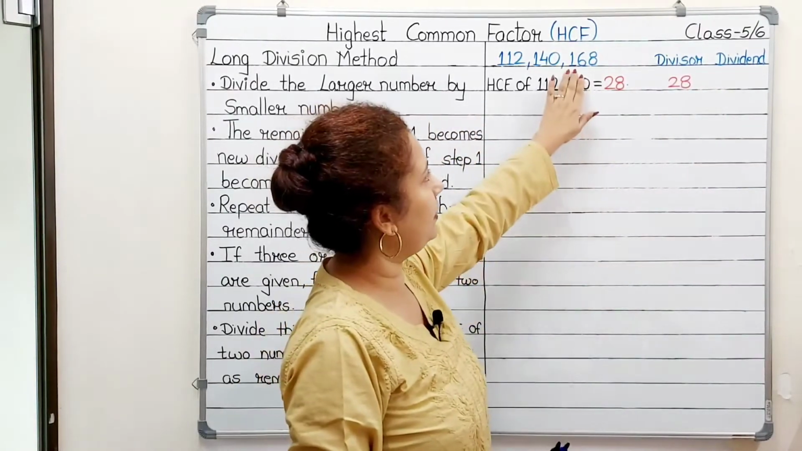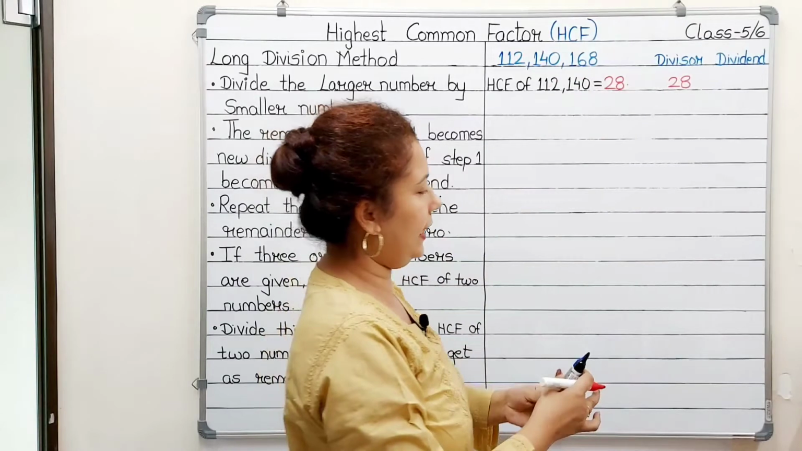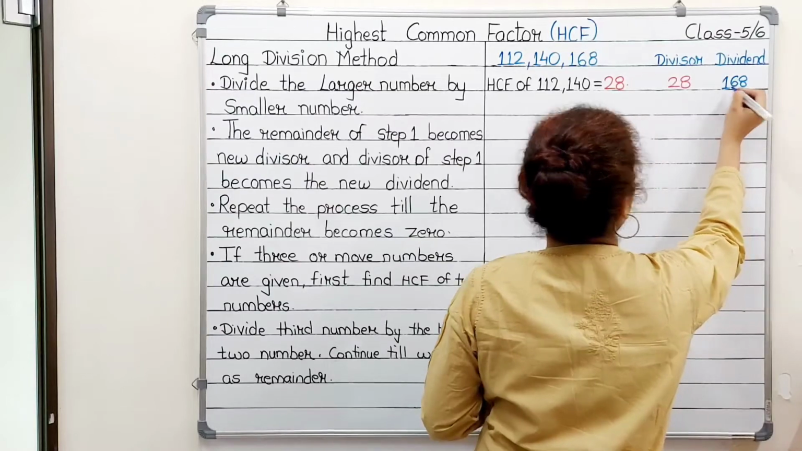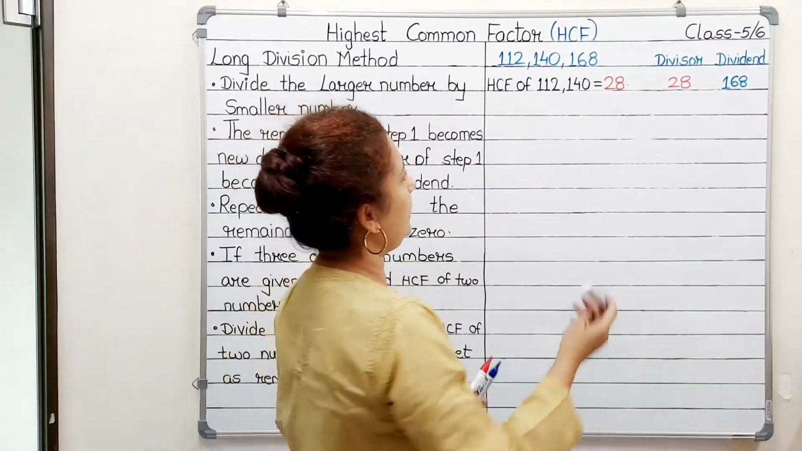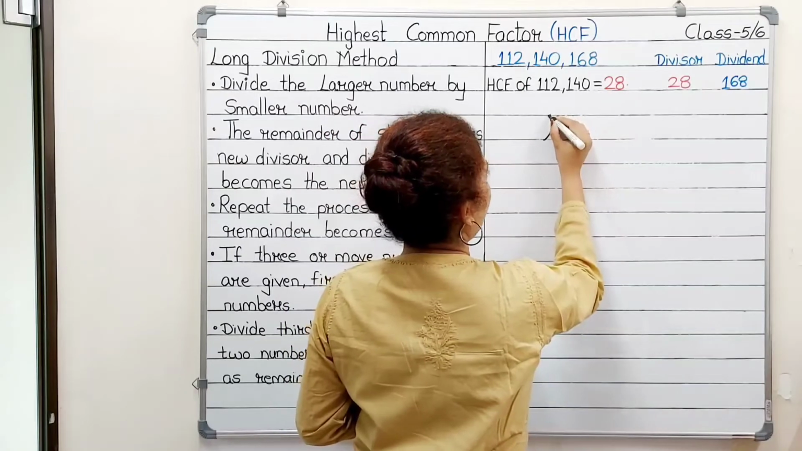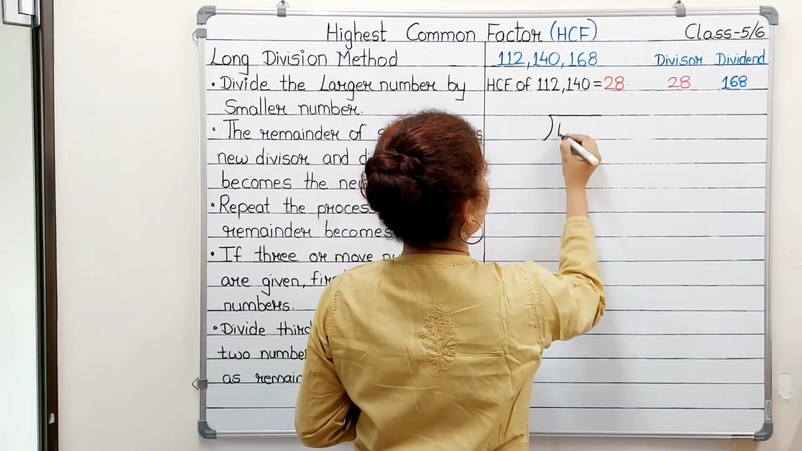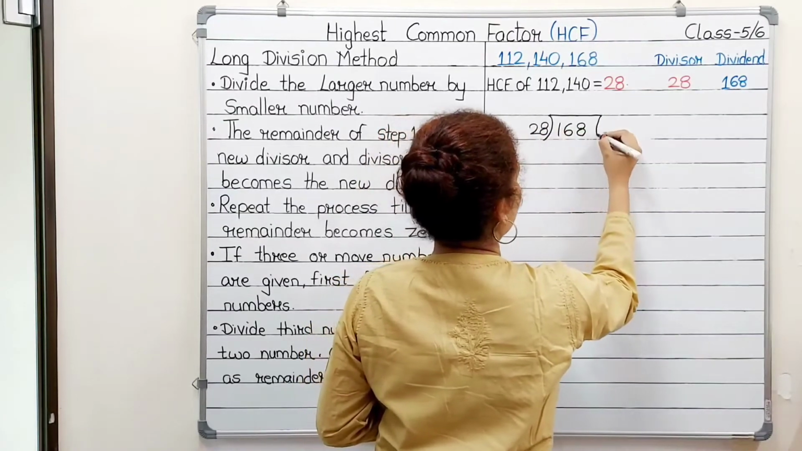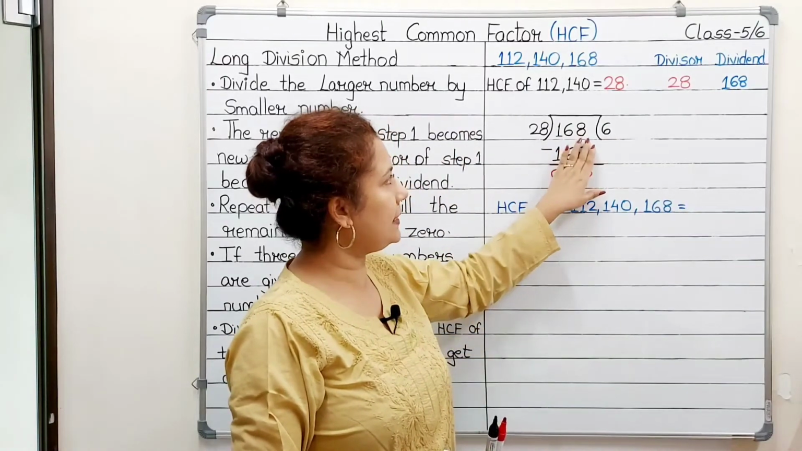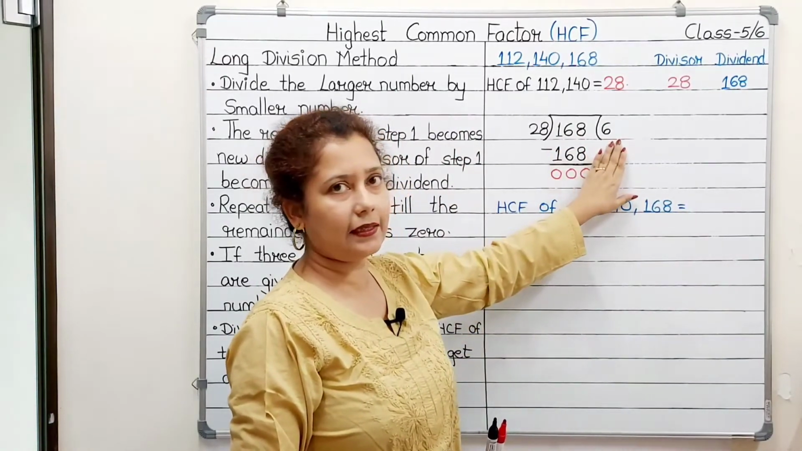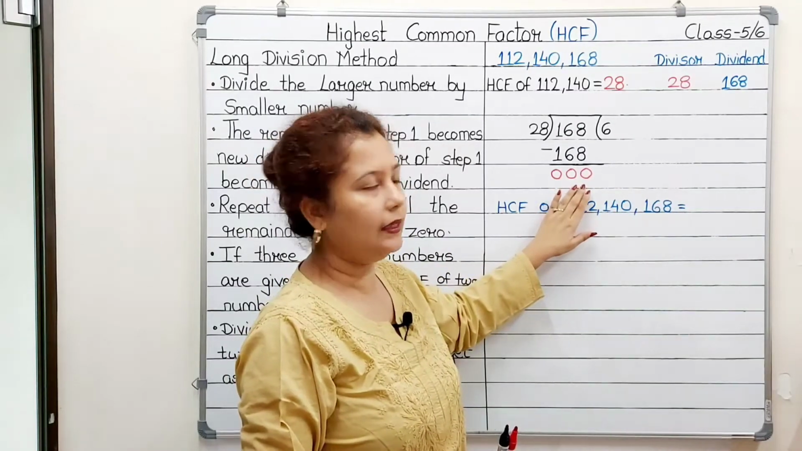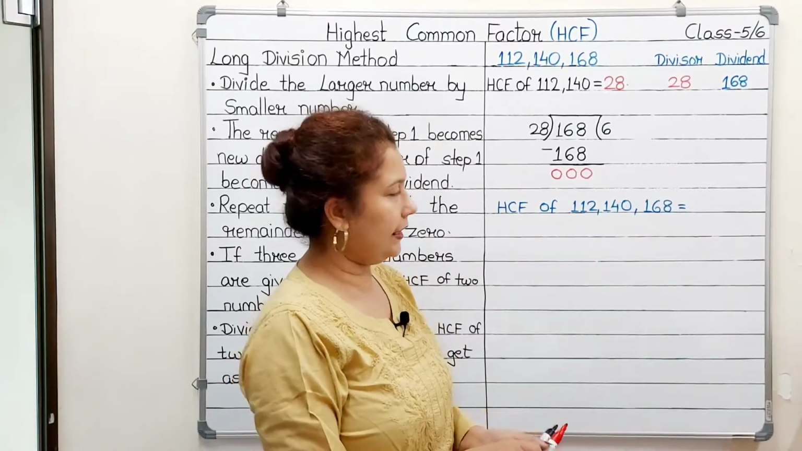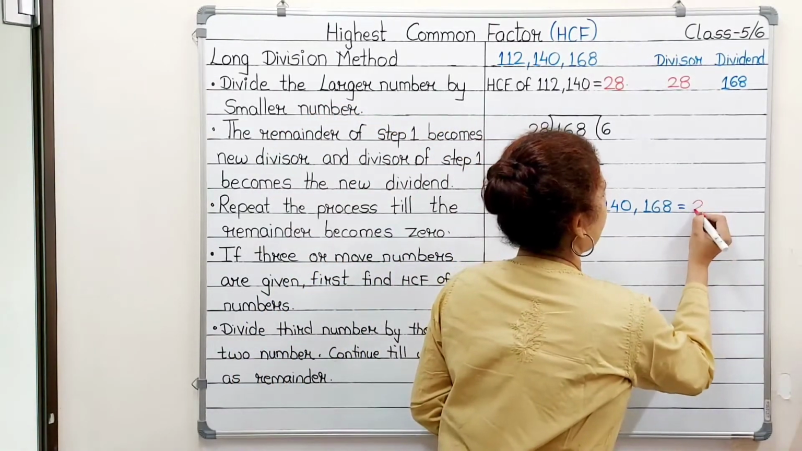And the next number which we have not taken, that is 168, will become a new dividend. So we will divide 168 by 28. When we divide 168 by 28, we get 6 as the quotient and 0 as the remainder. That means HCF of 112, 140 and 168 is 28.